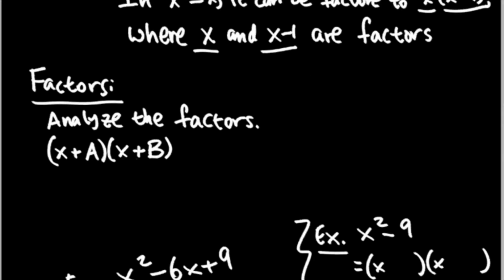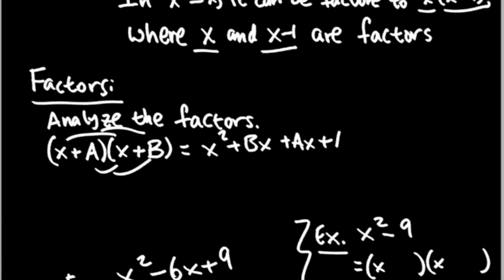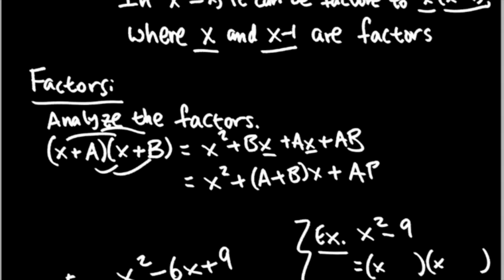Alright, so we're going to analyze this thing real fast, just so that I can get a quick thing out of the way. If you were to multiply this out, you get x squared plus bx plus ax plus ab. If you do that, you can also combine it to get this, when you factor out that little common factor of x plus ab.